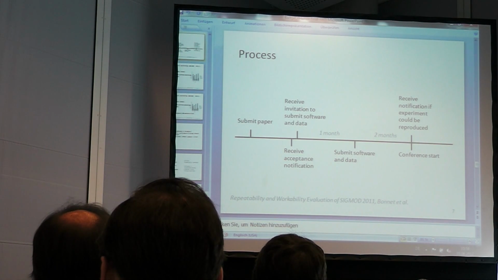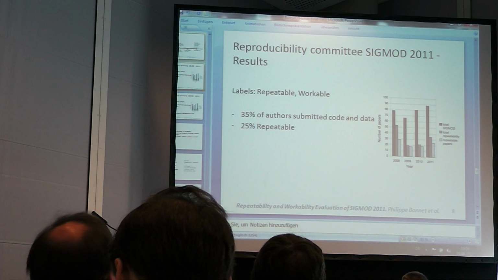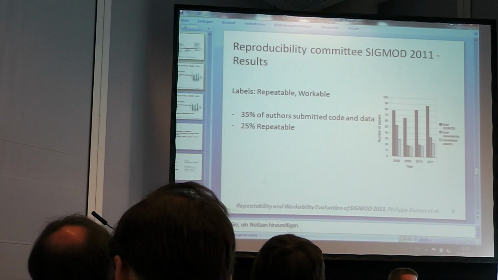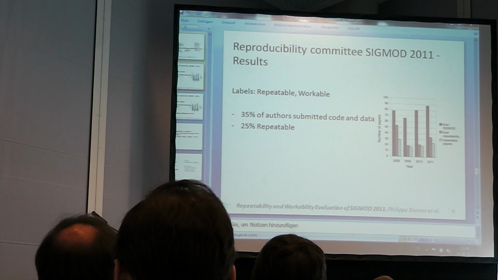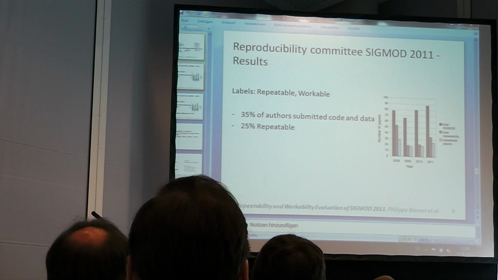Okay, and so do people like it or not? They also have some results. So in 2011, 35% of authors submitted code and data to this badge of honor committee, and in fact 25 of them were repeatable. And you can see here on the right side some statistics on that. And there's a very, very slight increase in how many people submitted, but it's not so much. And in percentage, the papers that were repeatable are rather stable. But anyway, it's an accepted thing.